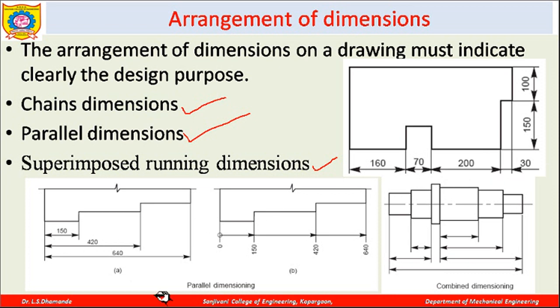These dimensions are separate, these are linked with each other, so this is called chain dimensioning, this is called parallel dimensioning, and this is combined dimensioning, superimposed. Here you will find the total length is shown here, this is indicated here, this is indicated here, so a combination of chain dimensioning and parallel dimensioning.